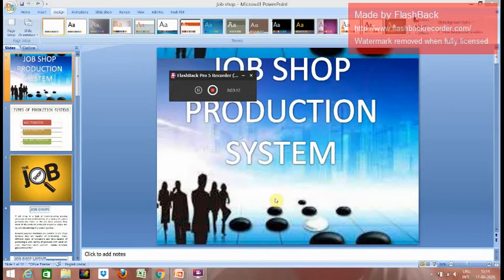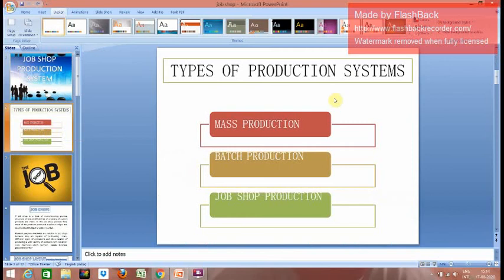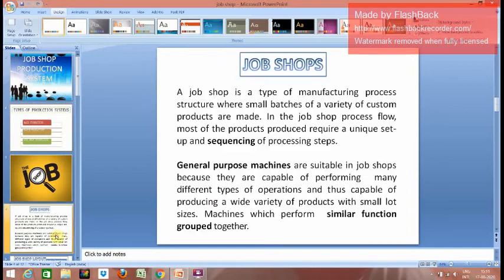So in job shop production, small amounts of a variety of products are produced. Each item has its own processing route and takes a different path. Medium volume and medium variety of products are produced in job shop production. There are types of production systems like mass production, batch production and job shop production, but for the time being, we are going to focus on job shop production.